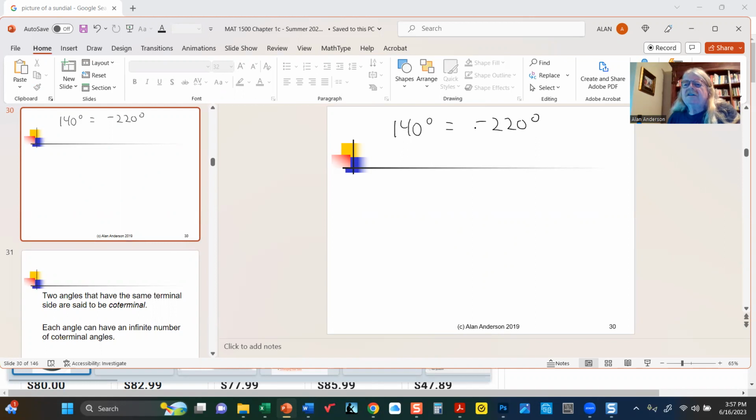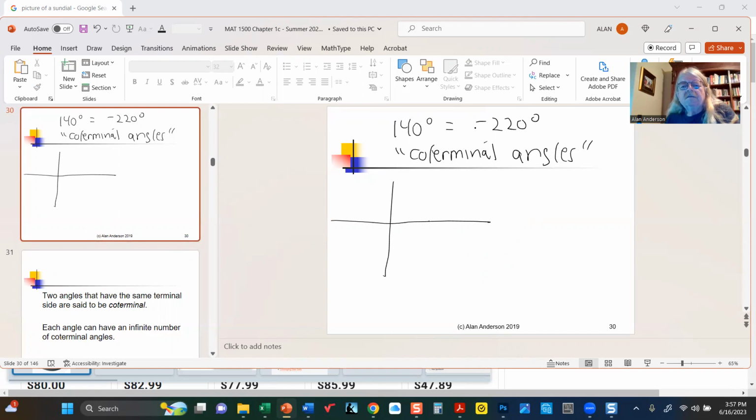It would be like saying going north a mile and then east a mile is the same as going east a mile and then north a mile. You're still going to get the same point. So these, since they have the same terminal side, we call coterminal angles, because they both have the same terminal side. So let's just look at one more.